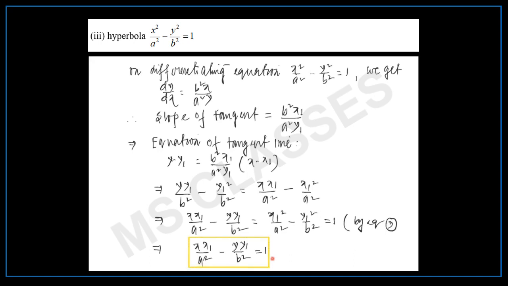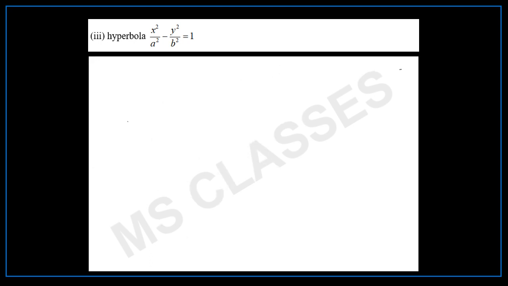That is the equation of tangent. Now we mark this as equation 4. Now equation 1 and 4 must be identical.